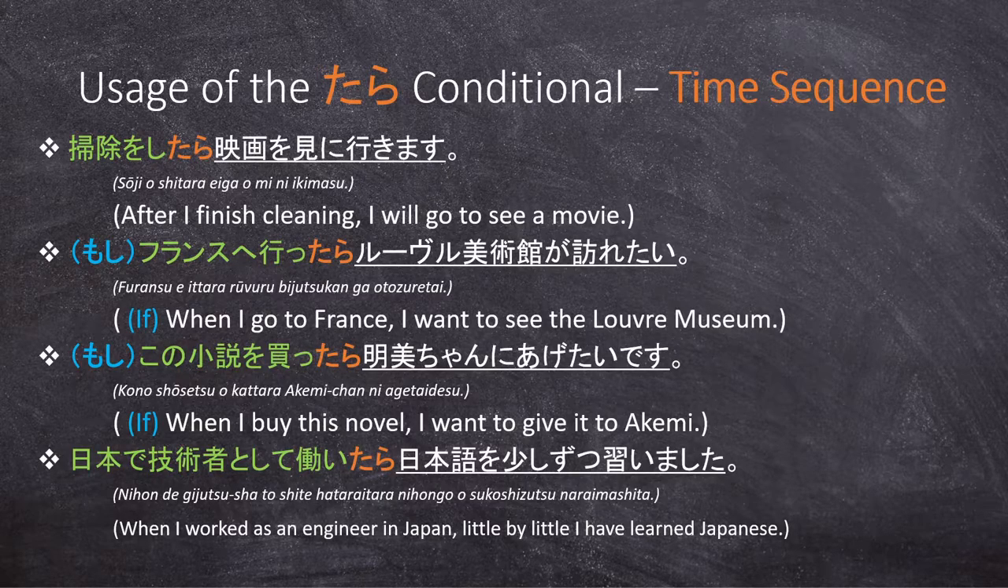And finally, we have an example of a past form with our final sentence. Nihon de gijutsusha toshite hataraitara Nihongo o sukoshi zutsu naraimashita. When I worked as an engineer in Japan, little by little I have learned Japanese.